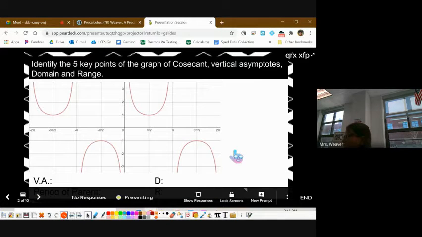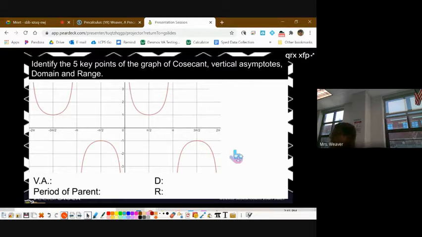Let's talk about the 5 key points of the graph of cosecant, and let's get its vertical asymptotes, domain and range, and period of the parent function. Okay. So this is, I have to tell you, one of my mathematical most favorite things in the world, okay? So we know that cosecant is the reciprocal of sine. And what you're going to see is that just like reciprocal is the flip of the fraction, this graph is a flip of the graph. And I love that. I think it's super awesome and cool.